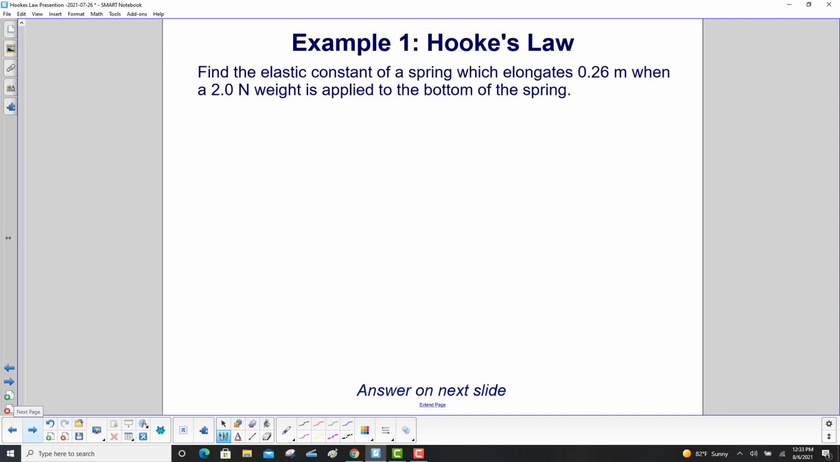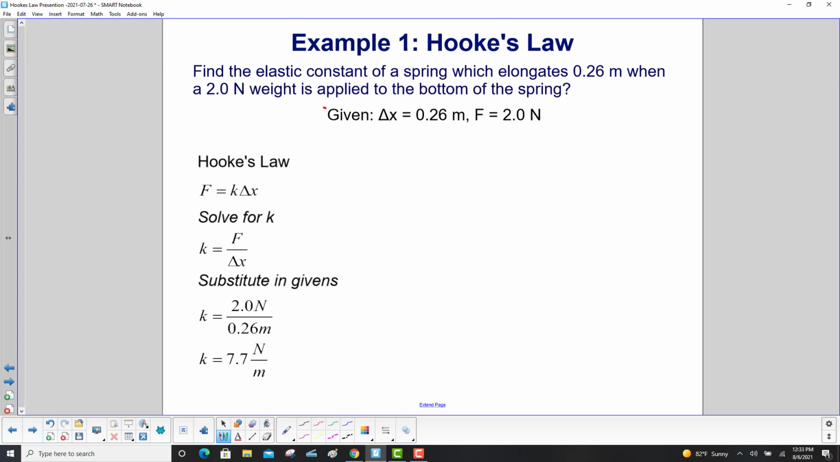Find the elastic constant of a spring which elongates 0.26 meters when a 2 newton weight is applied to the bottom of the spring. We write our givens right at the top here. We invoke Hooke's law, and we need to solve for k, so we'll divide both sides by delta x, and we get k is F over delta x. Substitute in the givens, and we get k of 7.7 newtons per meter.